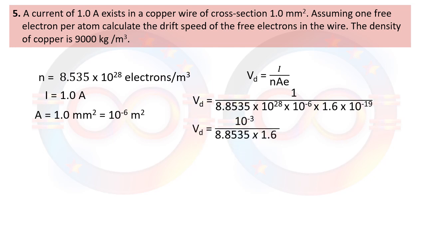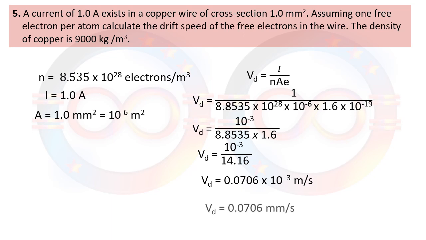Once we simplify, it is 10 raised to minus 3 upon 8.8535 into 1.6. After multiplication it is 14.16, and after division 1 by 14.6 it is 0.0706 into 10 raised to minus 3 meter per second, or 0.07 millimeter per second. That is the drift speed of electron inside the copper wire.